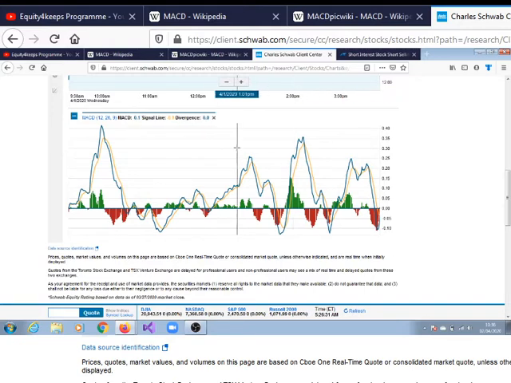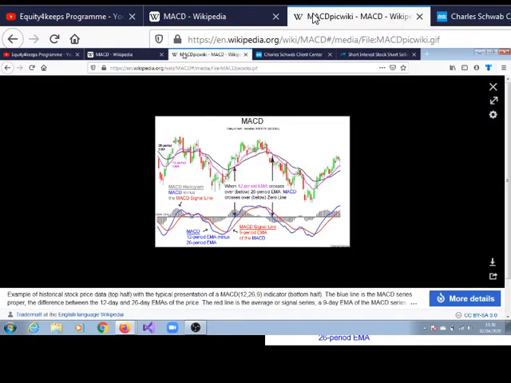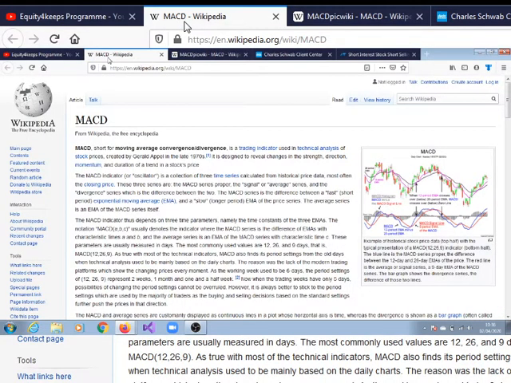In this video we are going to try and talk about the popular MACD. MACD is known as the moving average convergence and divergence indicator. It's a trading indicator used in technical analysis of stock prices, created by Gerard Appel in the late 1970s. It is designed to reveal changes in strength, direction, momentum, and duration of a trend in a stock's price.